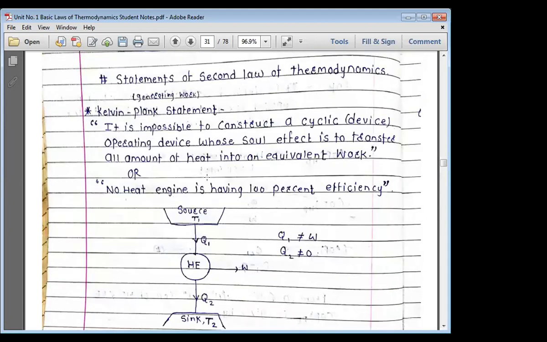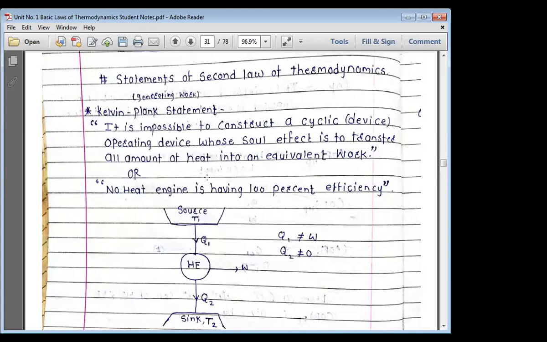Everybody getting? So write down Kelvin Planck statement. Need diagram also, draw it. I will give 5 minutes to you, because it is very important. This is the Kelvin Planck statement, and this statement we have to write in the exam.